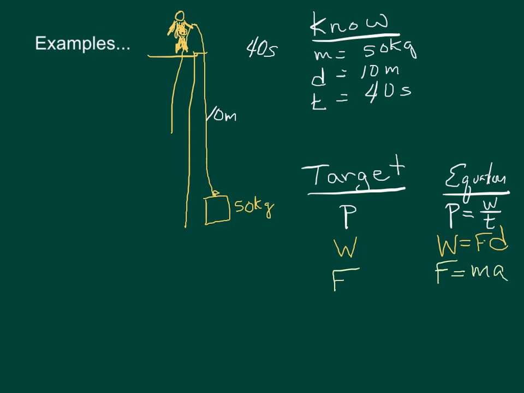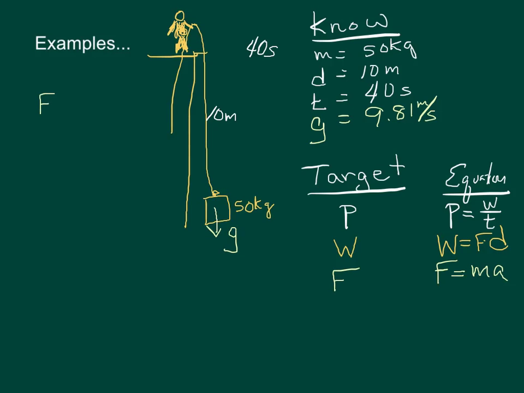Now we don't have an acceleration in our known items. But we do know that we are overcoming the weight of our object. So the acceleration acting on it is gravity. Gravity has an acceleration of 9.81 meters per second squared. So now, do we have enough information to solve our equations? Yes, even though it's going to take us 3 steps to do it.